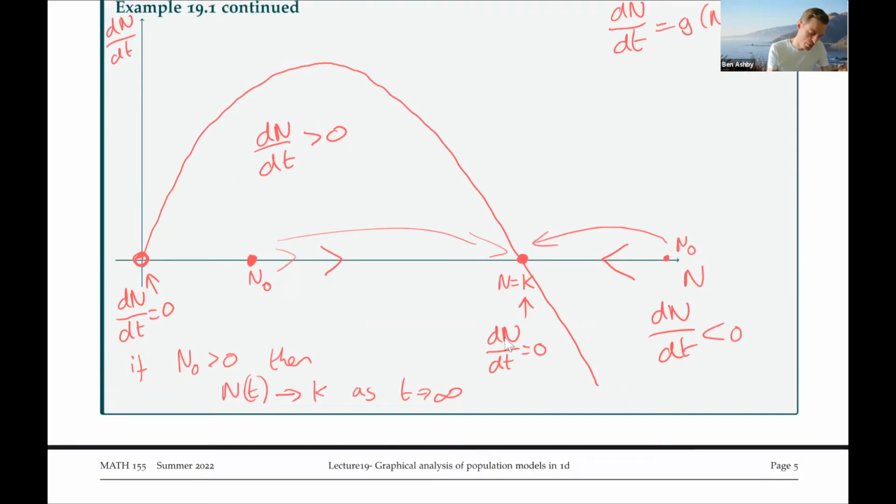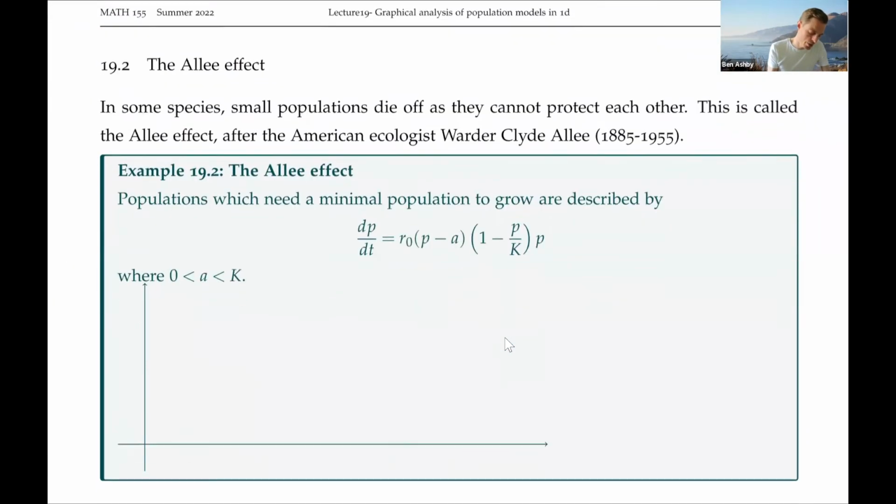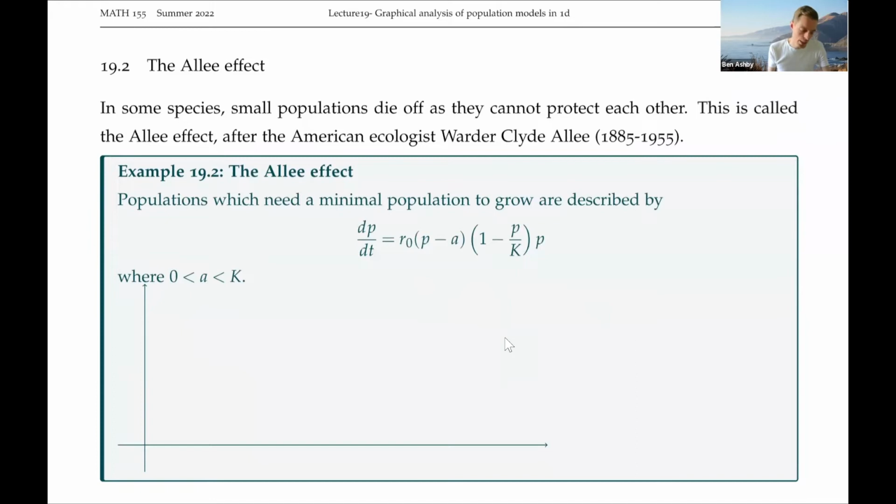Another type of population model incorporates something known as the Allee effect. And in this case, we've modified that logistic equation by this additional term here, P minus A, where A is some constant value between 0 and K. And what this means is that when the population has a sufficiently small value, when P is less than A, this underlying term here is going to be negative, and so our population growth is going to be negative. In other words, the population is going to shrink.